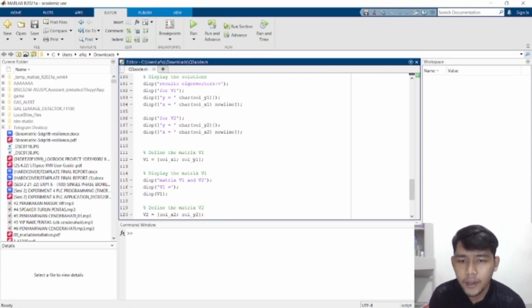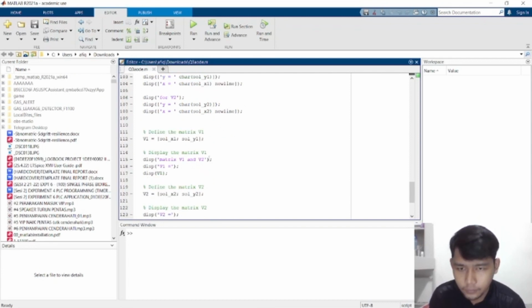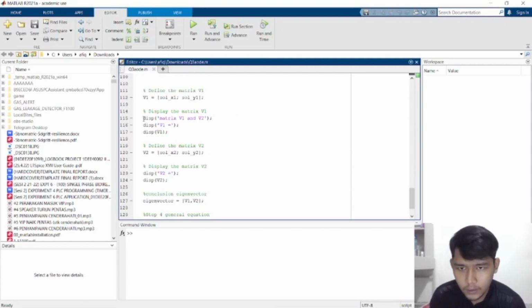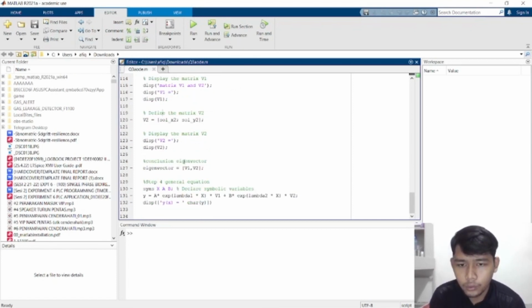So next we define the matrix v1. So the value of this and this is the matrix in v1. So next we display the matrix v1. Okay, then the value we got, we should display. This is for display. Next, the same goes for the matrix v2.